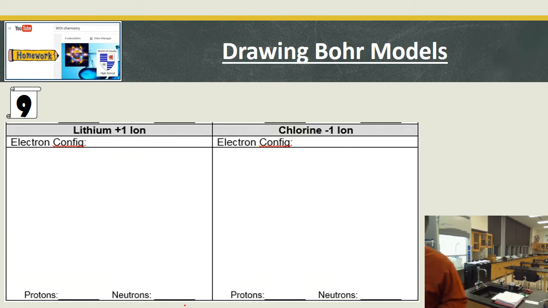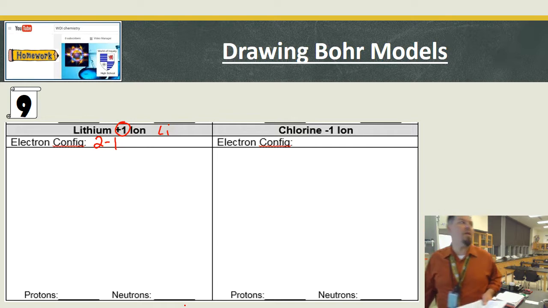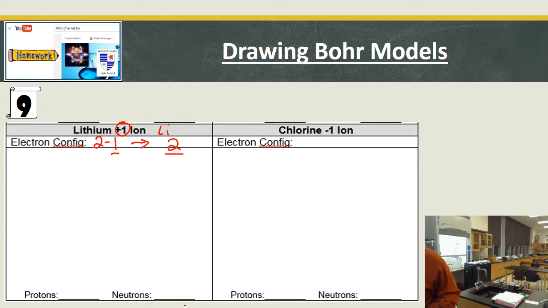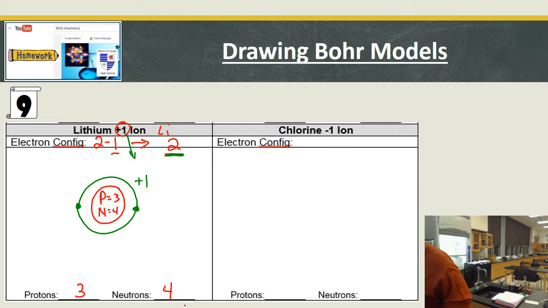Okay, so lithium again is Li. Lithium electron configuration is 2-1. But this is a lithium plus 1 ion. Protons are winning. If protons are winning, I lost electrons. So I'm going to lose this 1 electron, and my electron configuration now is going to become just 2. My protons and neutrons stay the same. Protons are 3, neutrons is 4, gives me a total mass of 7. And now I really only have this 1 energy level. So I'm going to go ahead and draw my 2 electrons, bring down my +1 charge, and that one's done.